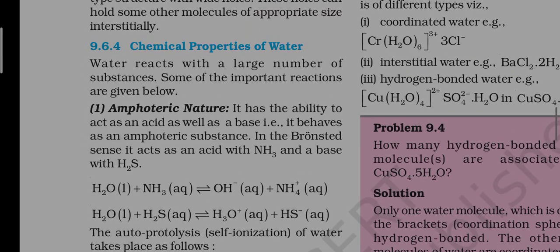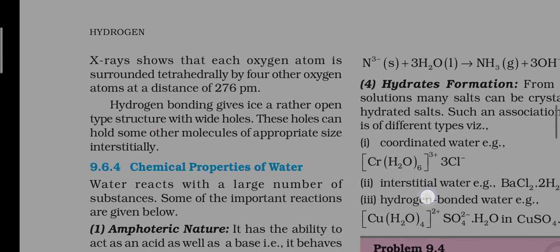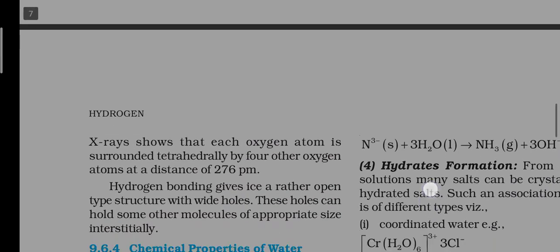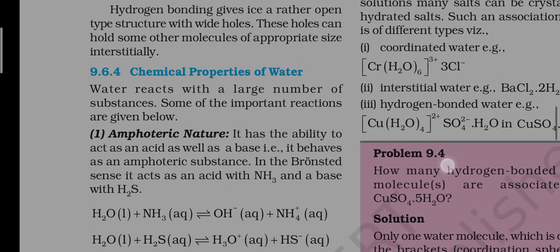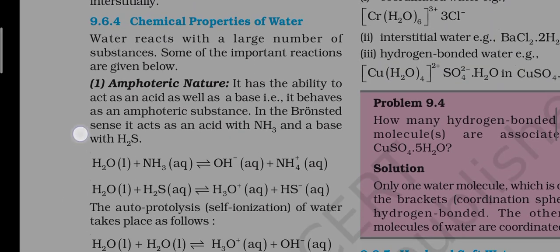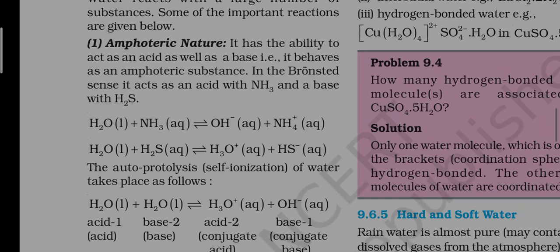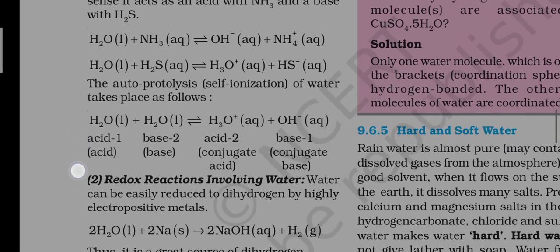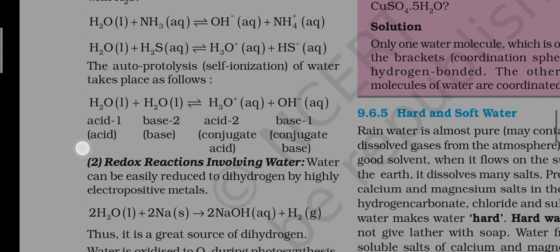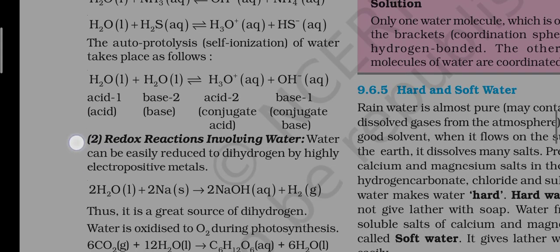Next is chemical properties of water. Water reacts with a large number of substances. Some of the important reactions are given below. First is amphoteric nature. It has the ability to act as an acid as well as a base. That is, it behaves as an amphoteric substance. In the Bronsted sense, it acts as an acid with ammonia and as a base with hydrogen sulfide. The autoprotolysis, that is, self-ionization of water, also takes place.